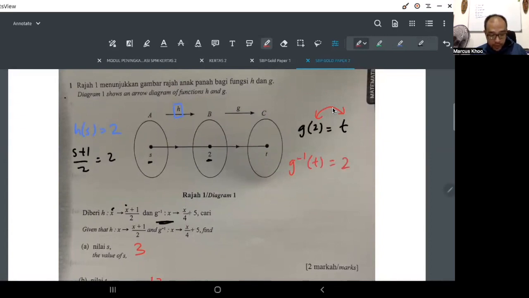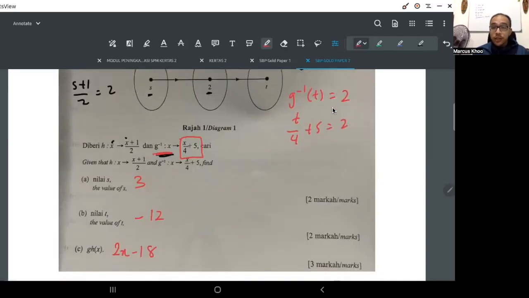And that will help me with this, because the function that I have is already inverse. So I put t over 4 plus 5 equals 2, and I can find t. Okay, so I get t equals negative 12.